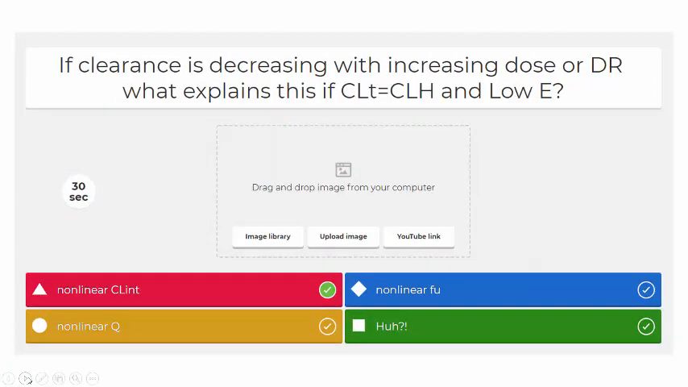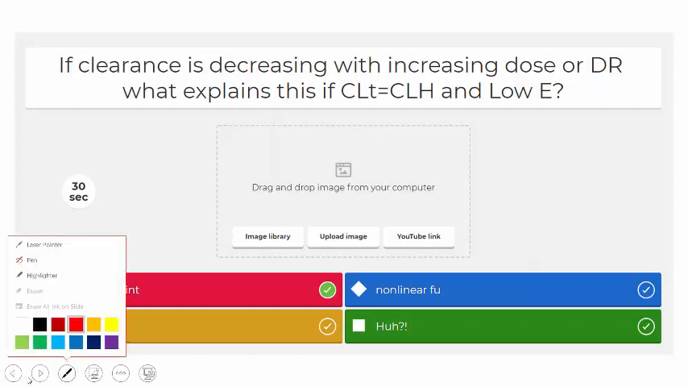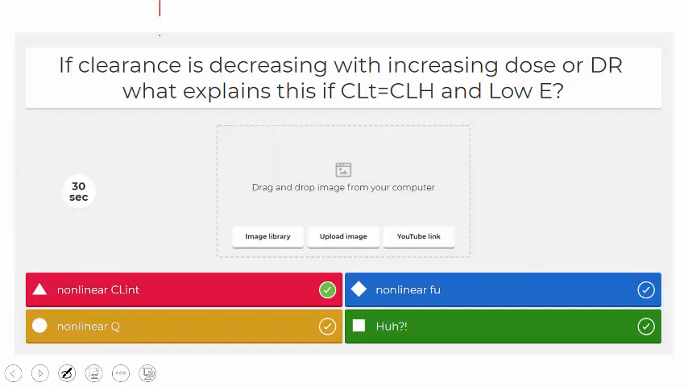If clearance is decreasing, I like to write right on. Let's see if I can do that though. If clearance is decreasing with increasing dose or dose rate, what explains this? If we know that the clearance is hepatic and it's a low E drug, well, that's the same question as before, isn't it?